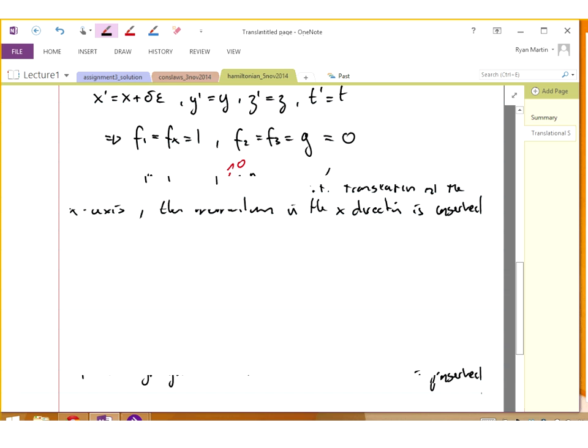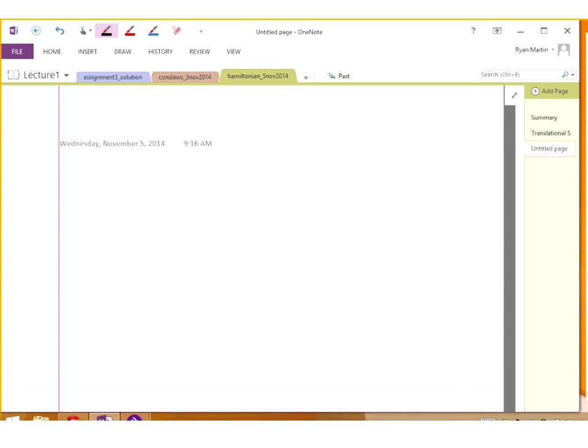Let's just add a new page. Let's do another example. Let's consider rotational symmetry.